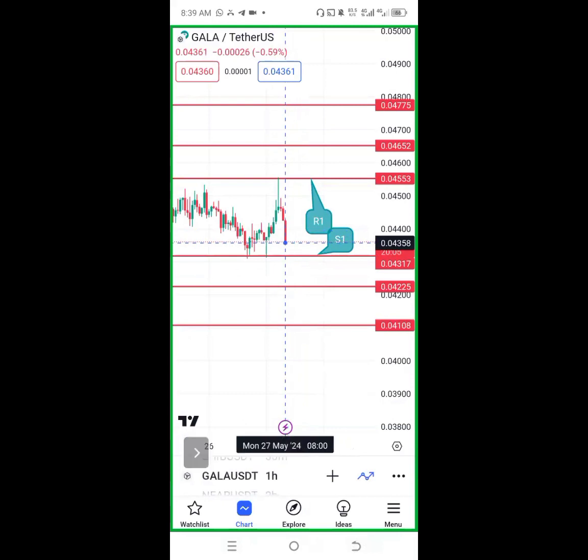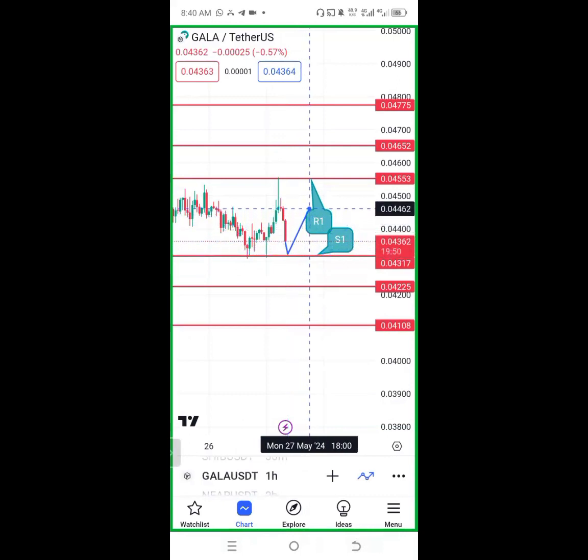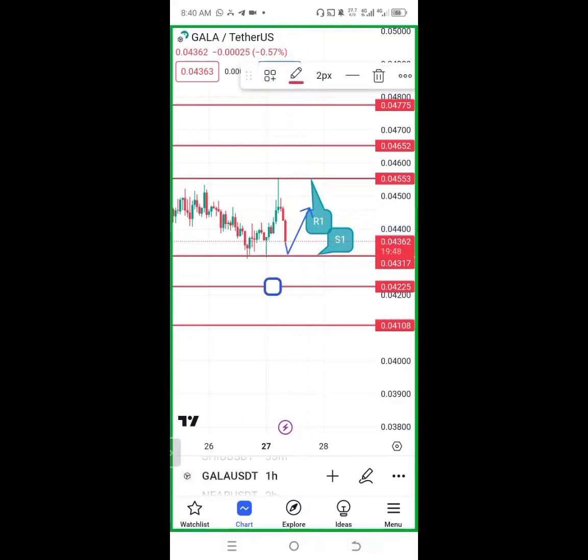That with my support level 1, I expect if the price is continuing to drop like it is doing, if it approaches my support level, there is a likelihood, there is a chance that it may reverse and then go back up. That's the first scenario. That's the first thing you have in the back of your mind, right?